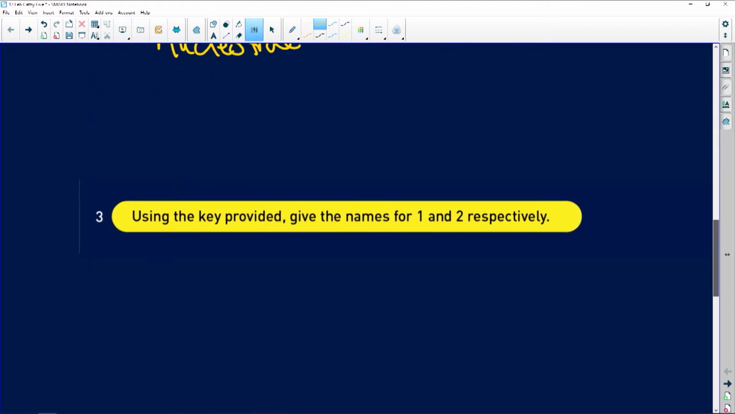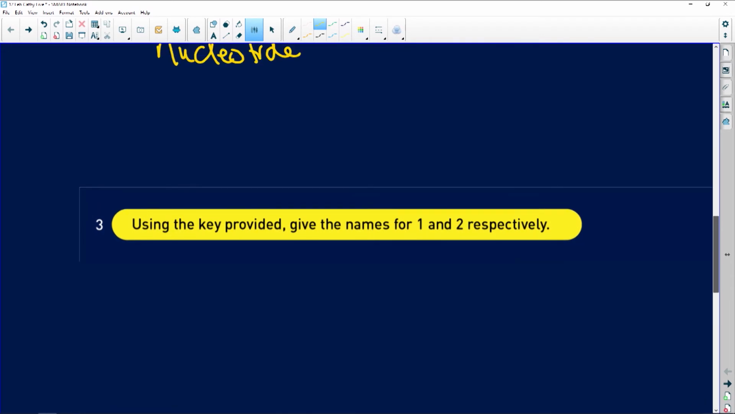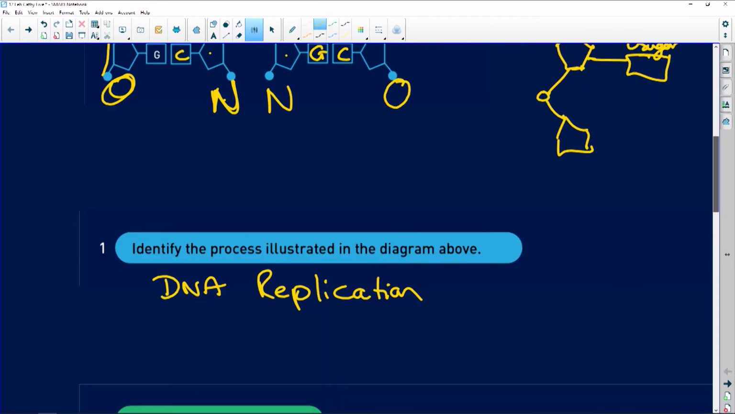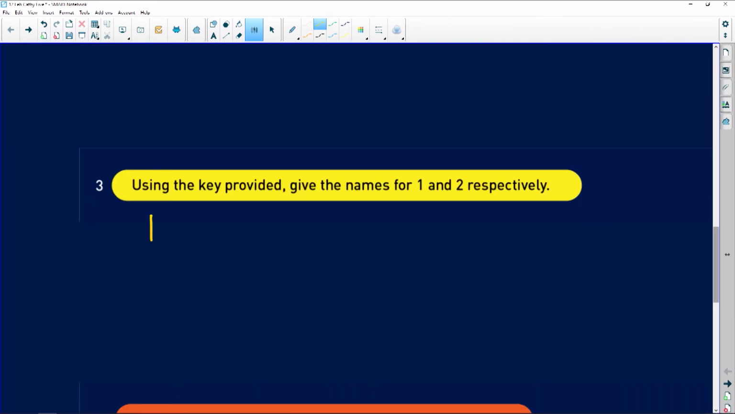Using the key provided, give the names for 1 and 2 respectively. I can't remember which was which. 1 is guanine and 2 is cytosine. People, they've given you the spelling, so don't go and misspell these words. You've got the spelling right there.